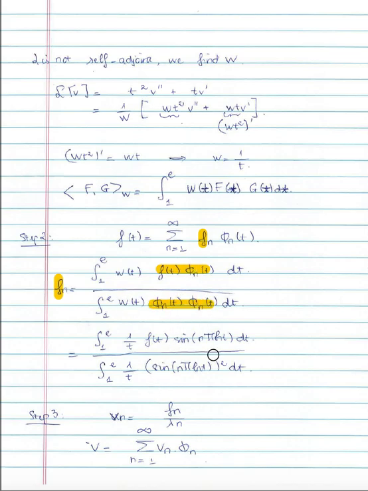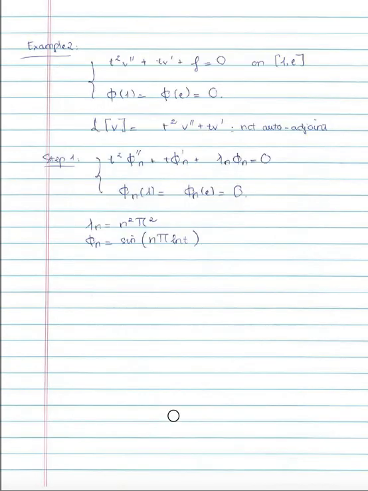So phi n in this case will be sine of n pi log t. So you replace sine of n pi log t into the formula, right? The W of t in this case will be 1 over t. So the solution will be Vn times phi n, and you take all of the sum. But Vn will be Fn over lambda n. Lambda n is computed right here.